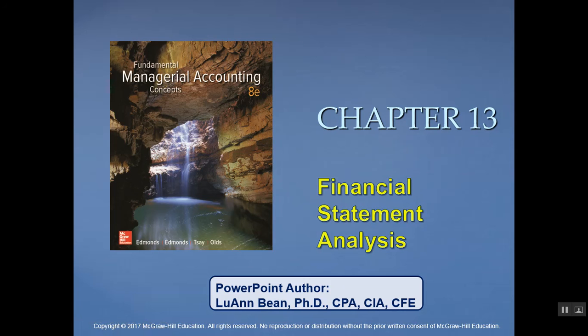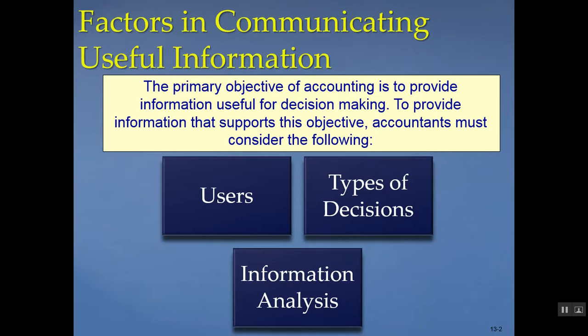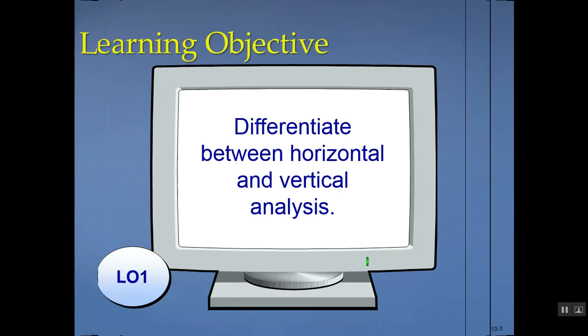Today we're going to talk about financial statement analysis and the different types of ratios that users use to perform financial statement analysis. The primary objective of accounting is to provide information useful for decision making. To provide information that supports this objective, accountants must consider the following: the users, the types of decisions, and information analysis. This is what we're going to talk about today.